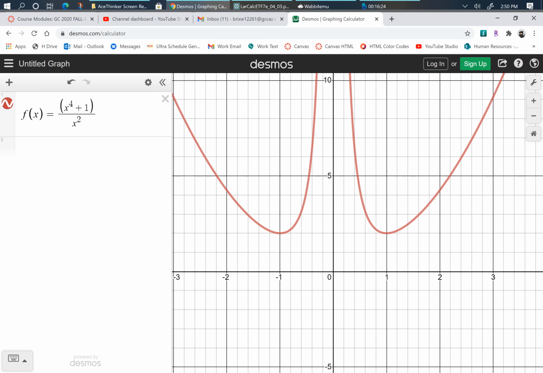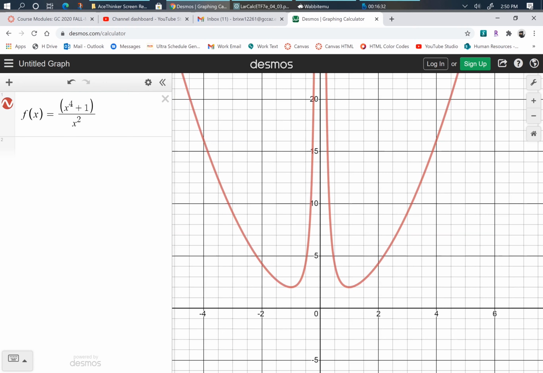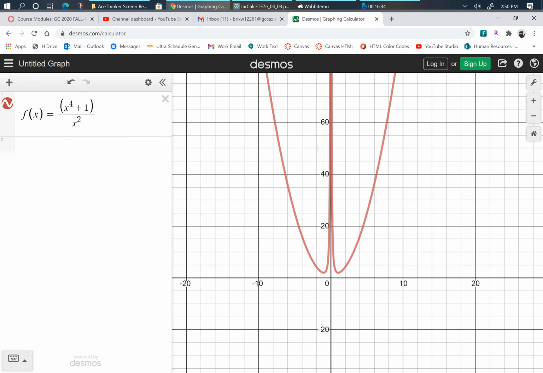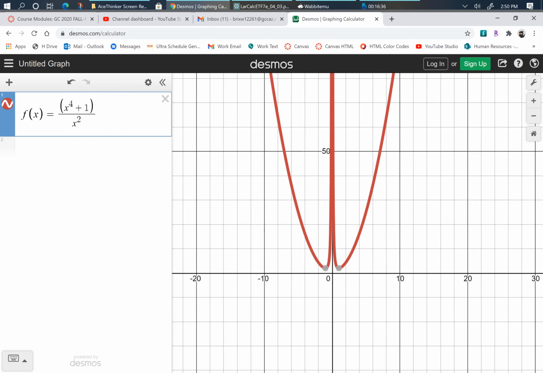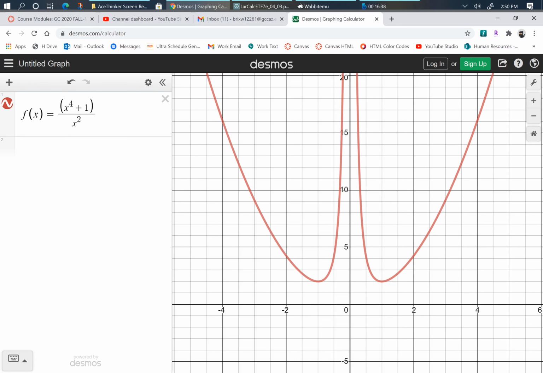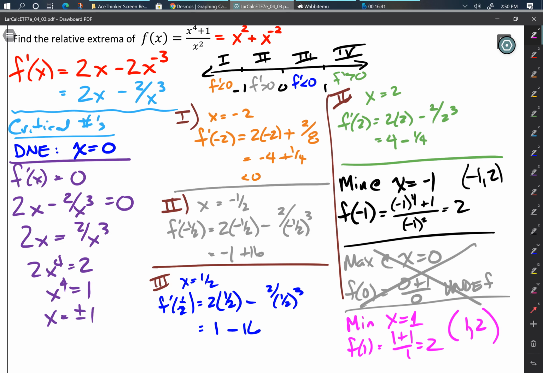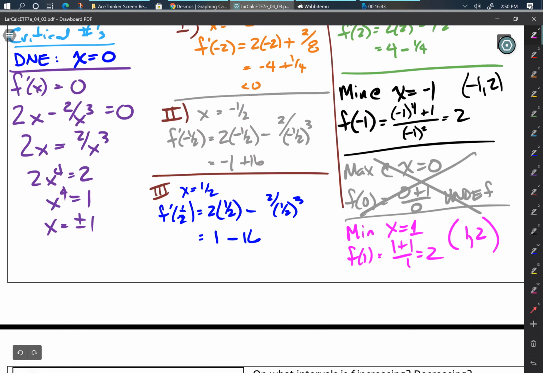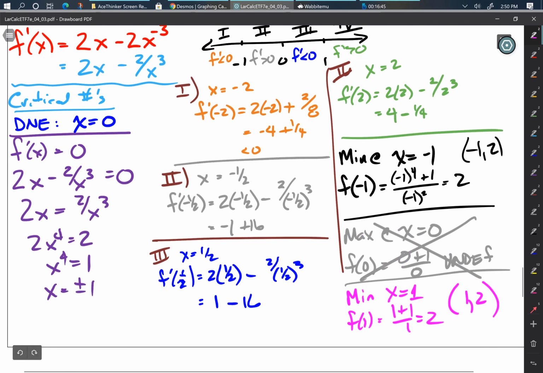Here's my graph. What do you see? Well, I see that there's a minimum there, but there is no maximum because we've got a vertical asymptote occurring in the middle. It just goes up and up and up, which is exactly what calculus told me. I have 2 minimums. I do not have a maximum.